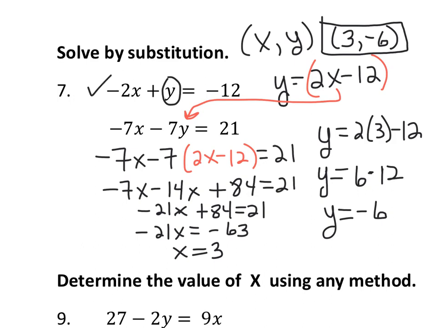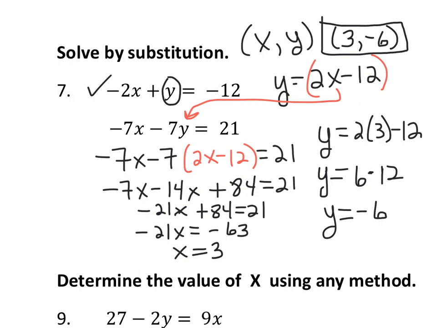Okay? But I have to check the other equation too. They both have to work. So I plug a 3 in right here for my x, and I get negative 21, and then I plug a negative 6 in for the y, and I get a positive 42. So a negative 21 plus 42 is 21, so that works as well. So I know that my solution, 3, negative 6, is the solution for this system.